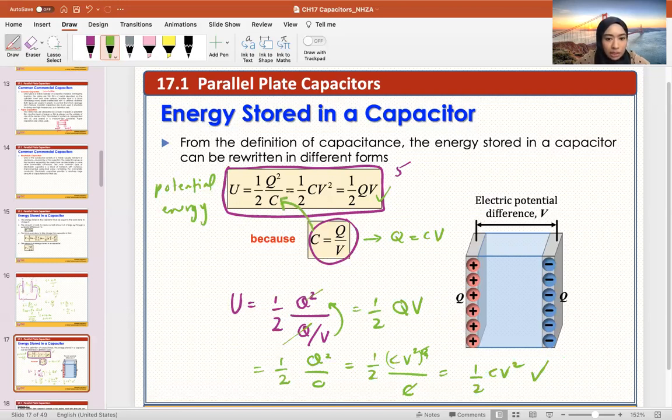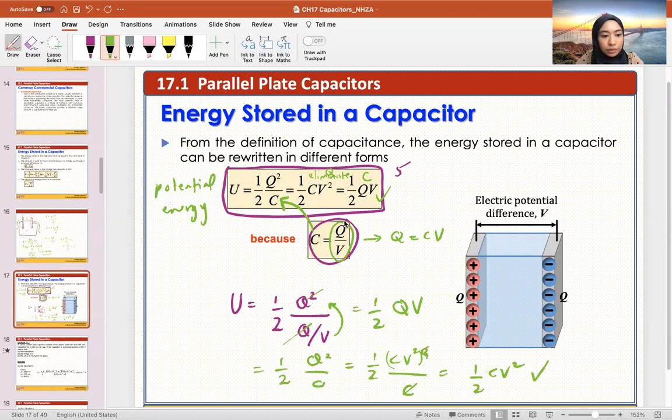Substitute into this guy whichever you want to eliminate. Here we eliminated the Q. Over here, we eliminated the C. So if you want to eliminate Q, you should put in Q equals CV. If you want to eliminate C, you should just use C equals Q over V. Okay? I think you know this. It's just substitution. Pretty easy. 1 over 2 Q squared over C.